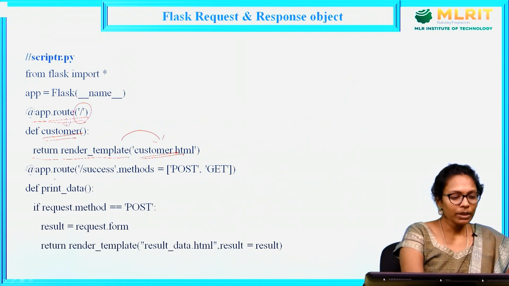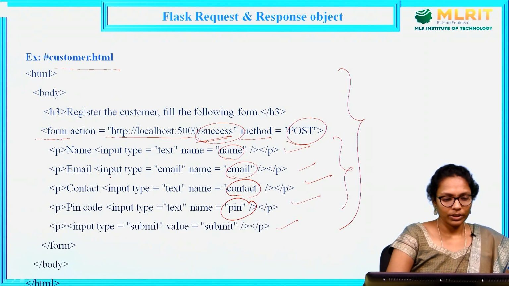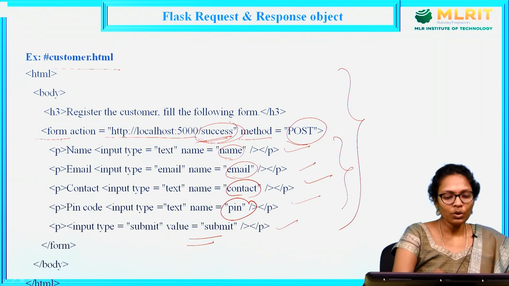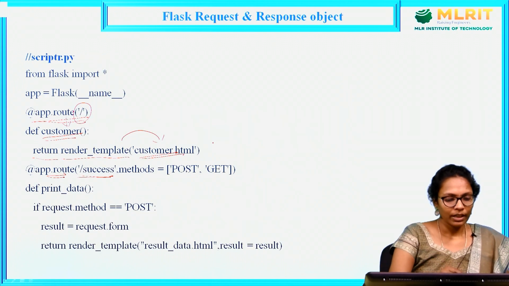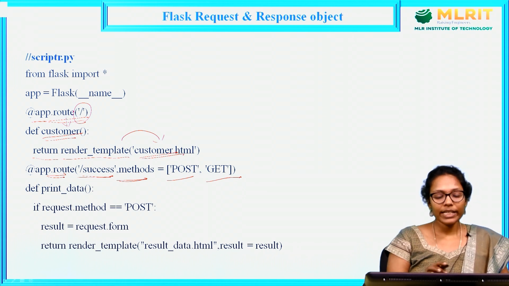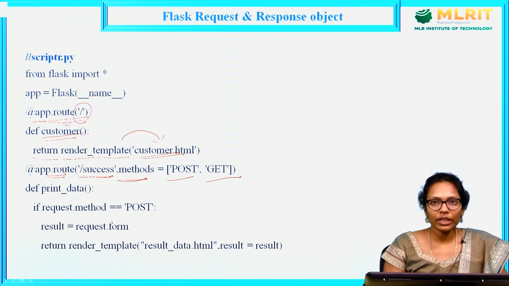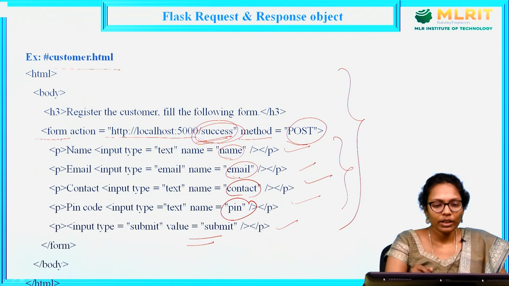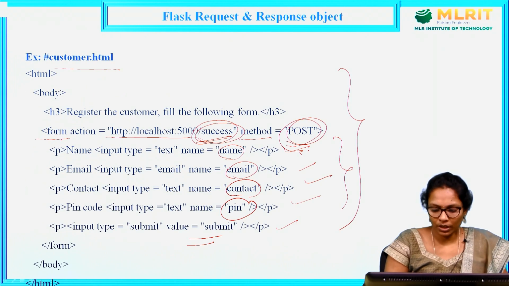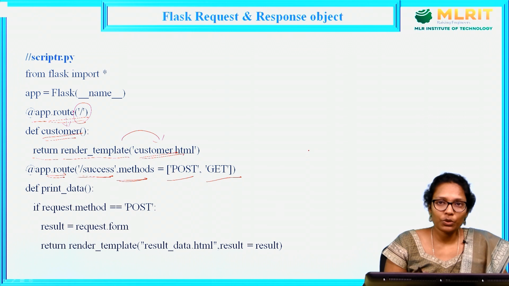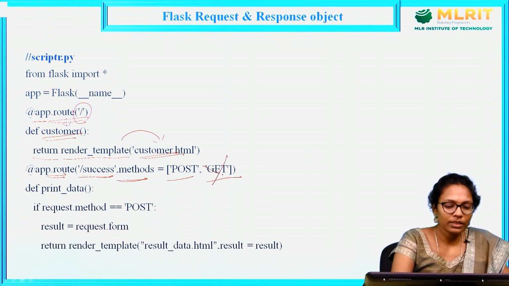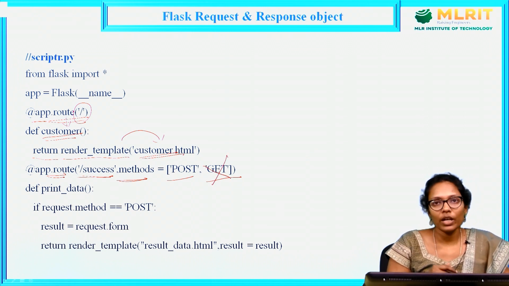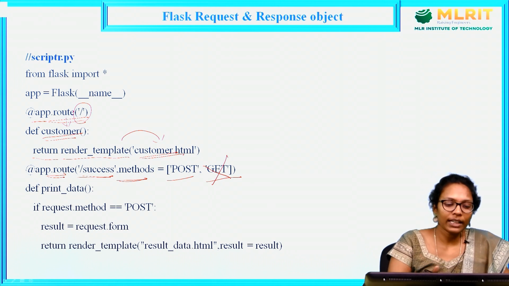Now I am giving another route, which has /success. If you click on submit, it will go to /success. Now I am giving methods equal to post and get. In these two methods, you can use either post or get, we don't know. But here we have used the post method. So if you are sure that you are using the post method, you can remove the get method. Since I don't know what the user is using, at that time you can mention methods equal to post and get.